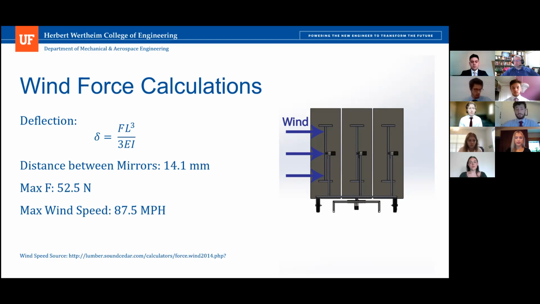And so to account for this, we have a spacing between mirrors of 14.1 millimeters, and the maximum wind force that would be needed to cause the left mirror to hit the center mirror would be 52 newtons. And we used a wind speed calculator to figure out what that was. And it was 87.5 miles an hour over that surface area.